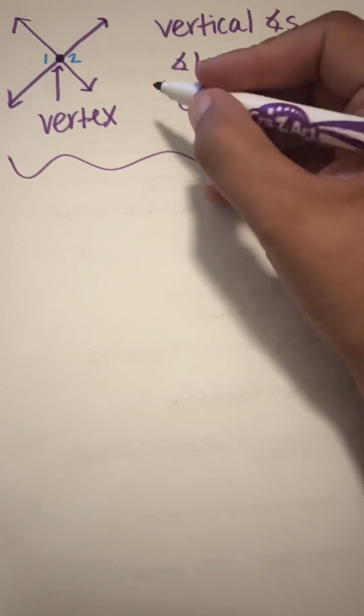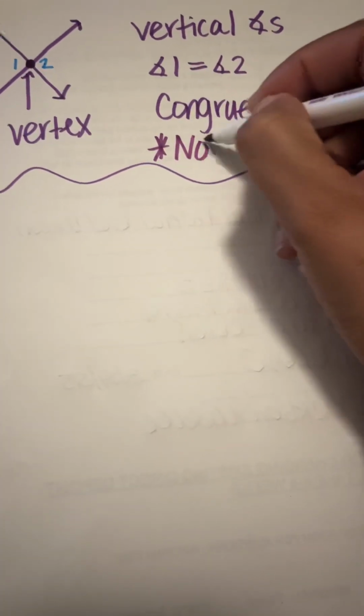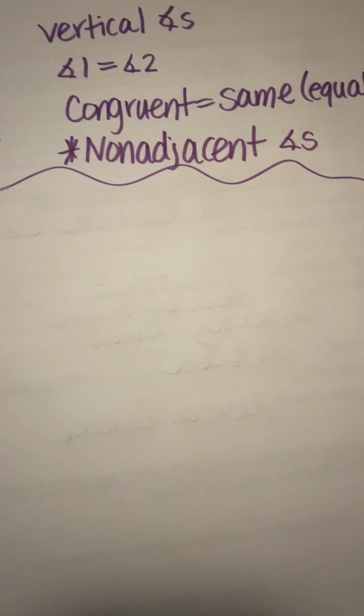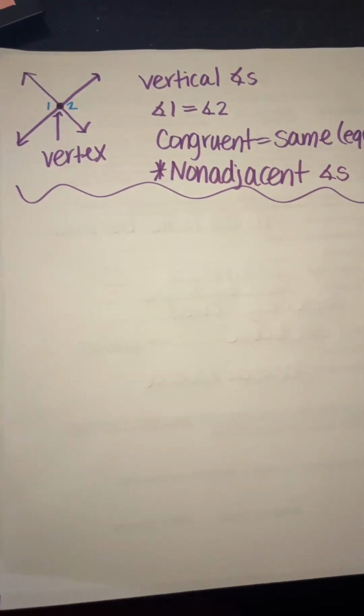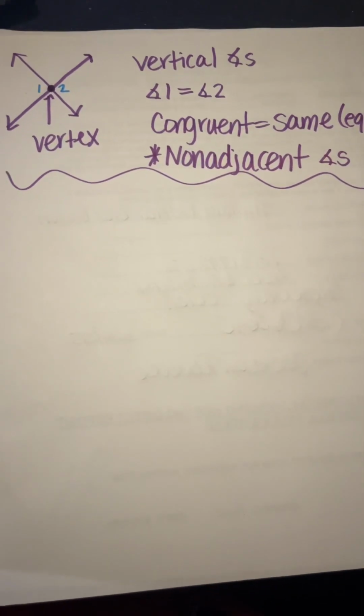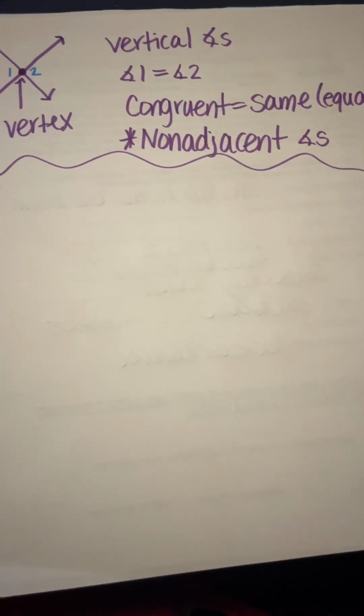This is a special type of angle because they're not right next to each other. They're just opposite. We actually call those non-adjacent angles. So we're going to do a quick example of how we solve a missing value given a special type of angle.